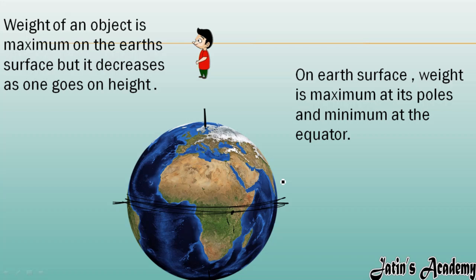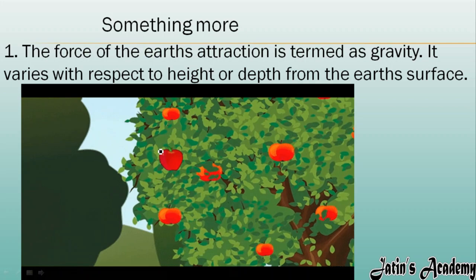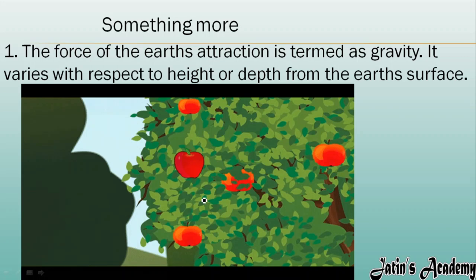Now we have some more knowledge. The force of the Earth's attraction is termed gravity. This we have already learned: whatever force by which an object is going towards the Earth is nothing but gravity. And this gravity varies from height to height or depth to depth. As I already told, when we go above the surface of the earth, weight decreases, but on the surface weight will be maximum. Each and every object is going towards the surface of the earth. At some height, it moves downward due to gravity or weight.